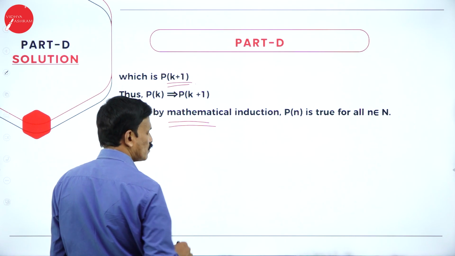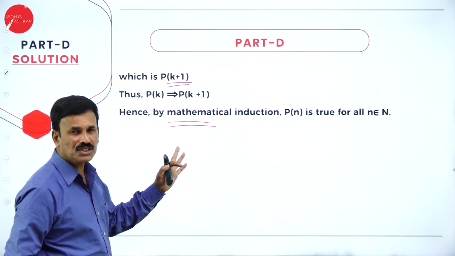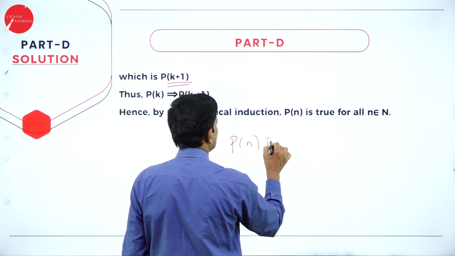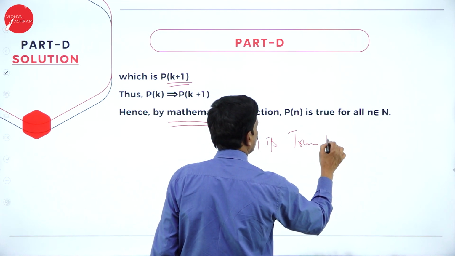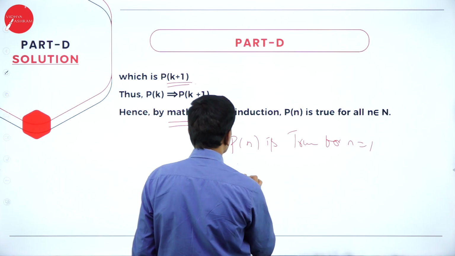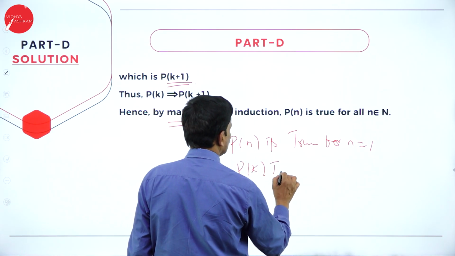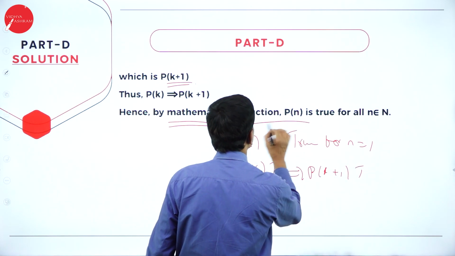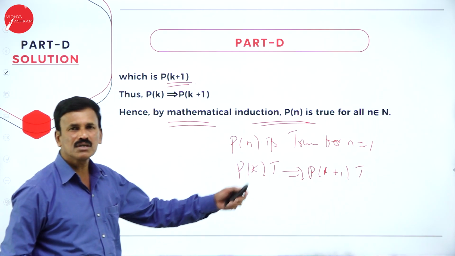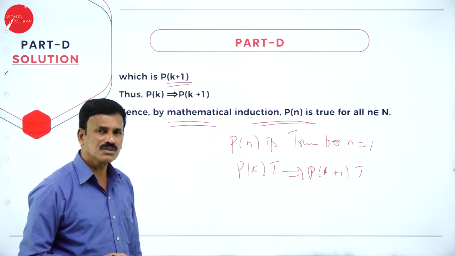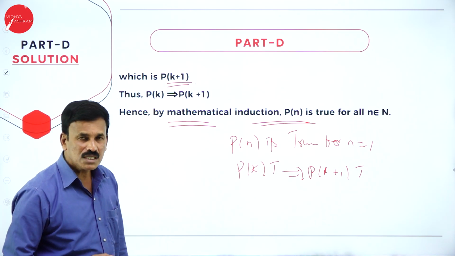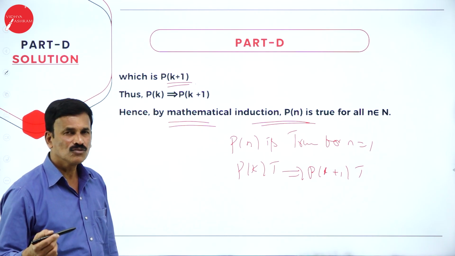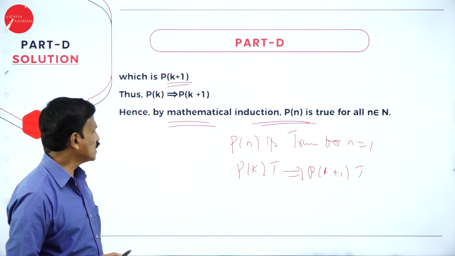Therefore, by induction, the statement P of n is true. P of n is true for n equal to 1, and P of k is true implies P of k plus 1 is also true. Therefore, P of n is true for all n belonging to N. This is how we verify the binomial theorem by the method of mathematical induction. That's it. Hope you followed. Now, move on to the next problem.